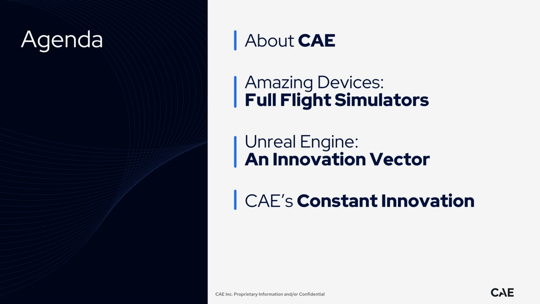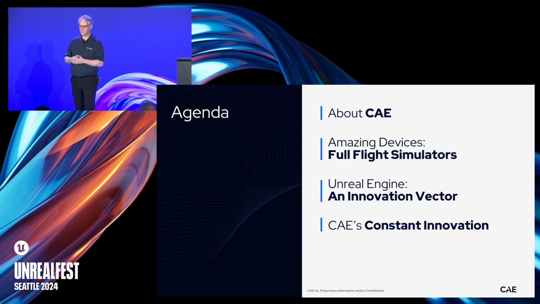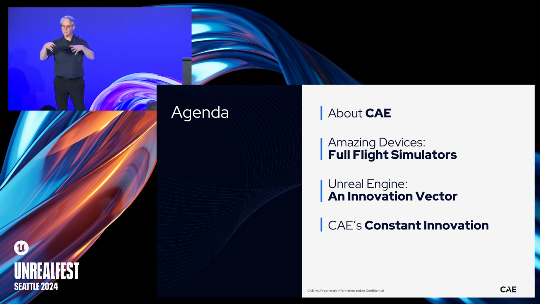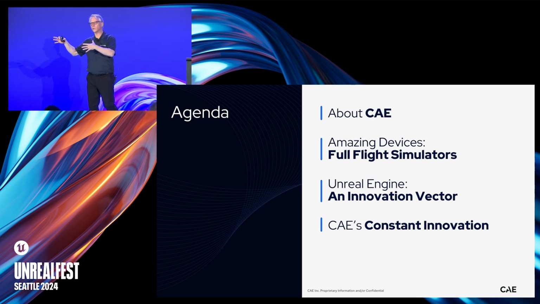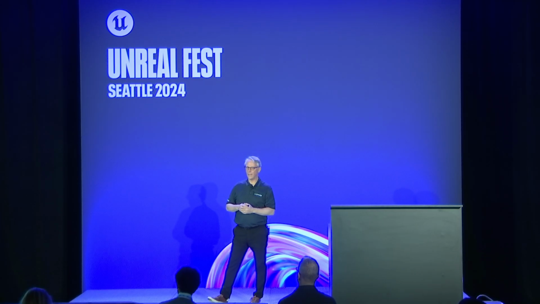Today, my presentation is going to introduce what CAE is, what we do as a corporation. We'll talk quite a bit about the full flight simulator. It's such an amazing device, as Alban mentioned. If you get the chance to fly one of those, it's quite fun. We'll see how it's built, and we'll quickly focus on the visual aspect of it, so that we understand what we've done with Unreal. That is one of the innovation vectors we'll be talking about, and then I'll talk about some additional innovation vectors that we have at CAE.